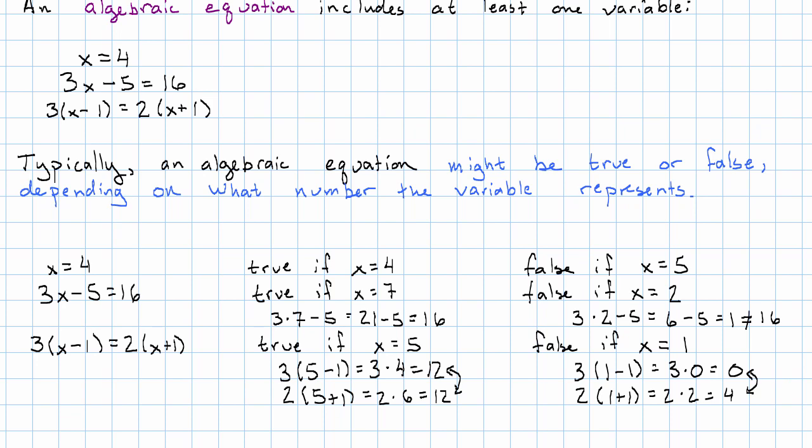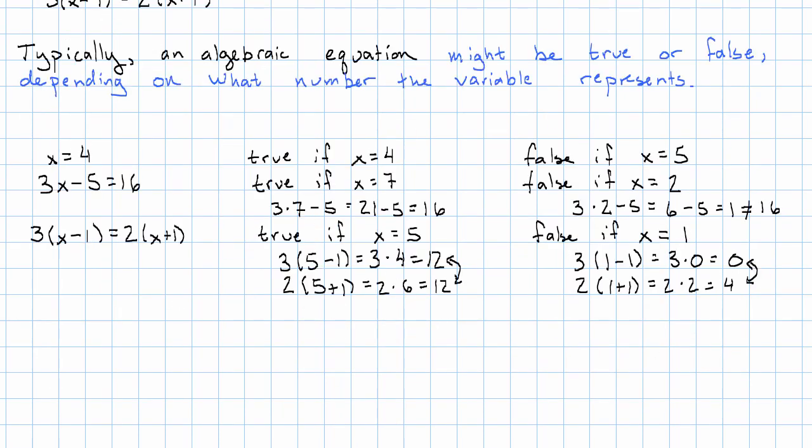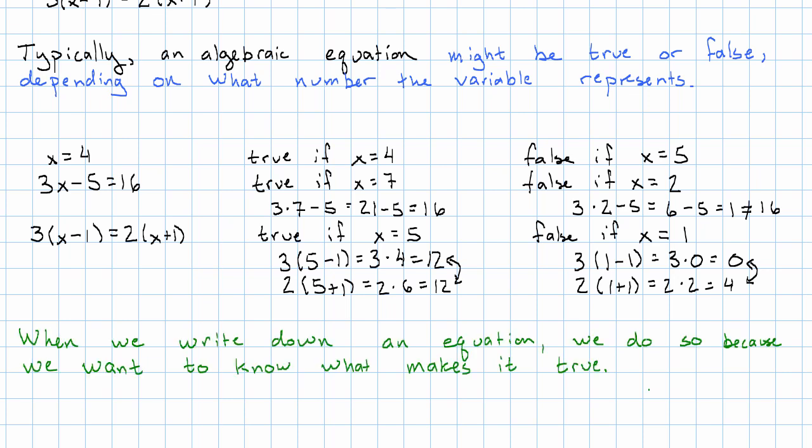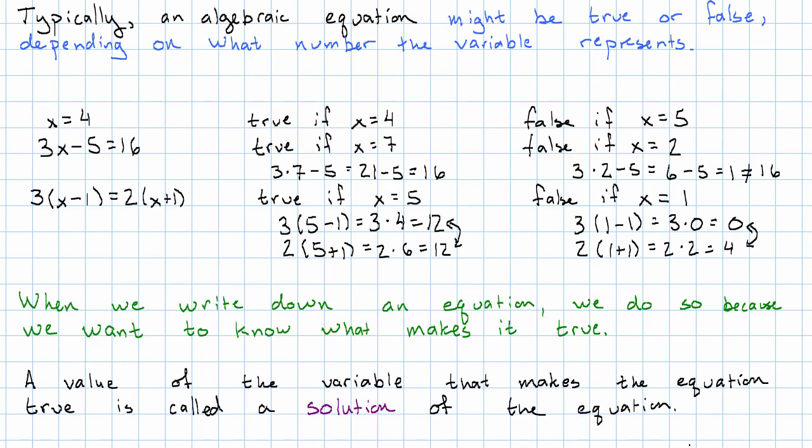Those are not equal. In most cases, when we write down an equation, we write down an equation because we want it to be true. Most often, we will actually write down an equation in order to find out what value of the variable will make it true. There's a special name for those values of the variable. A value of the variable that makes the equation true is called a solution of the equation.